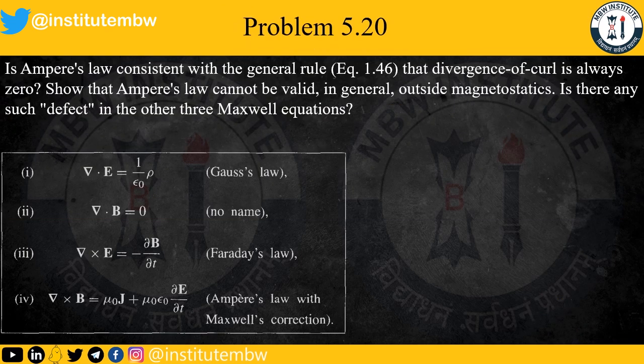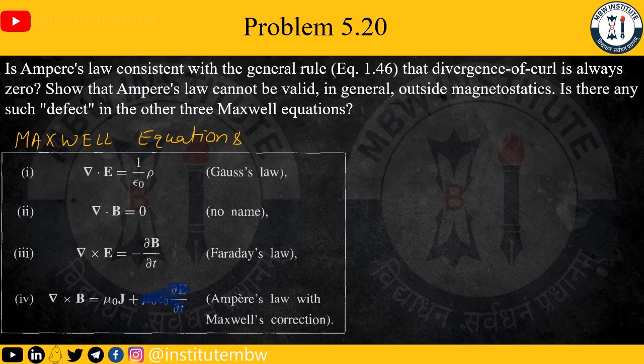These are all the four Maxwell equations with Maxwell's correction. First of all, let us assume that we do not know this correction, so let's hide it. We just know that del cross B is equal to mu naught J. Let's check whether it is consistent with the divergence of curl or not.